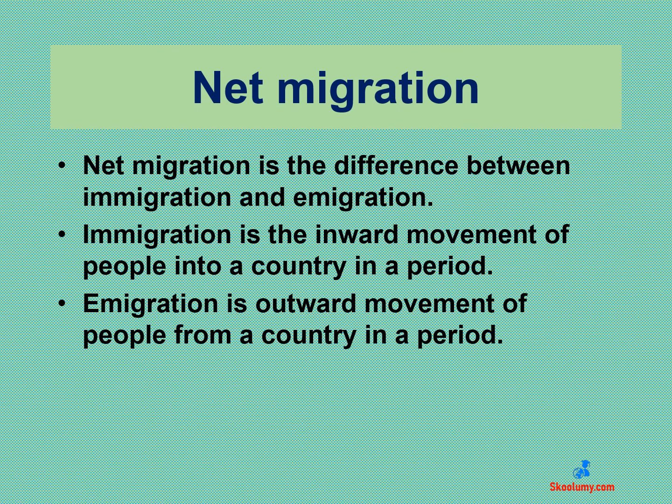The third factor affecting population growth is net migration. It is the difference between immigration and emigration. Immigration is the inward movement of people into a country in a period. Emigration is the outward movement of people from a country in a period.